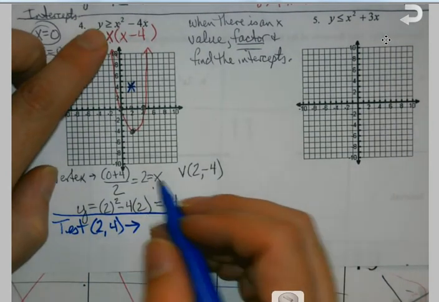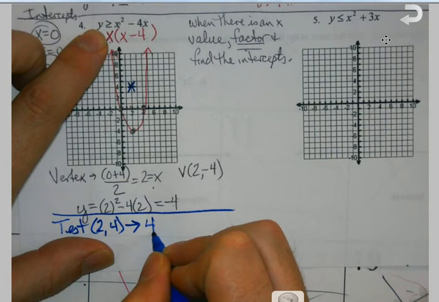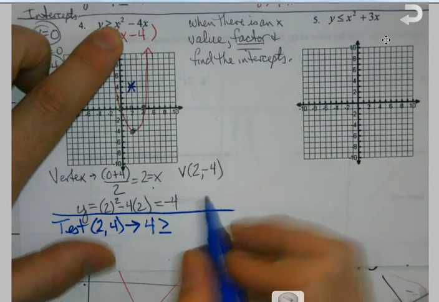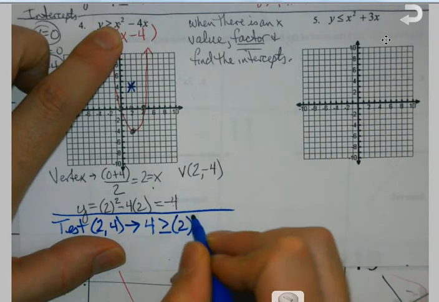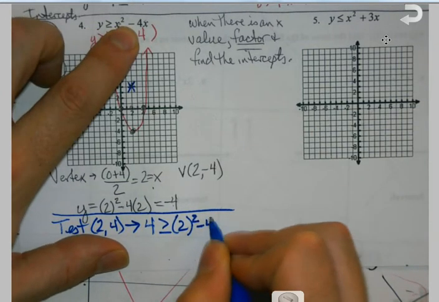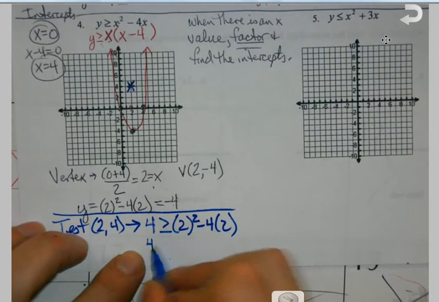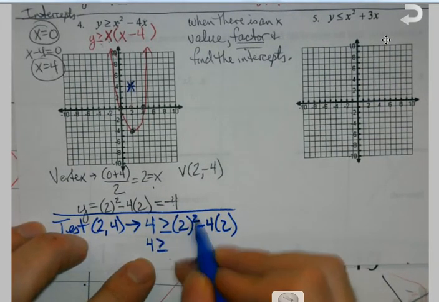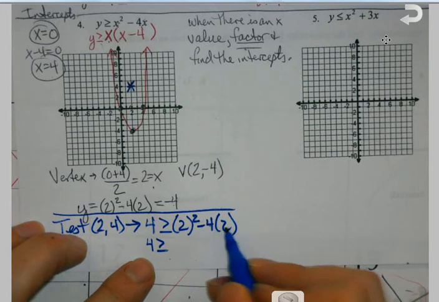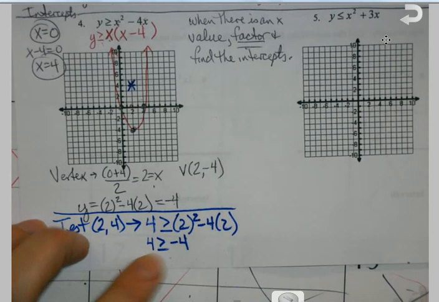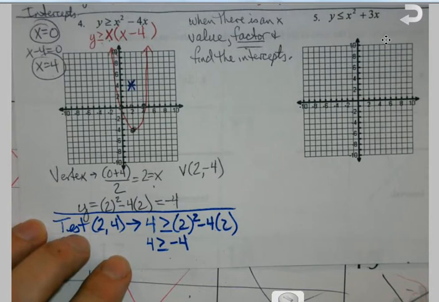So if I test that out, okay, my y value is 4. My x value, and again I put it in parentheses, is going to be 2. All right, let's see what happens here. 2 squared is 4. 4 times 2 is 8. So 4 minus 8 is negative 4. Is 4 greater than or equal to negative 4? No, it's not.